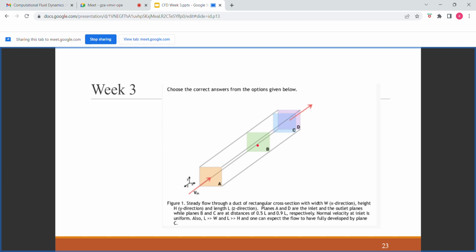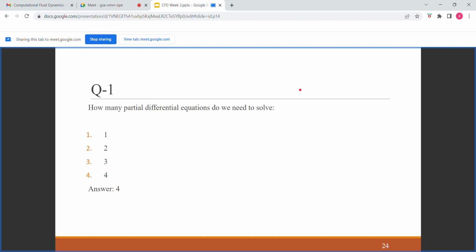So we'll see what type of questions are asked in this problem. Also, it is given that length is very much greater than width and height both. How many partial differential equations do we need to solve for this system? We have one continuity equation and three momentum balance equations whenever we are solving any flow related problem. So that would be four. The answer to this question is 4.